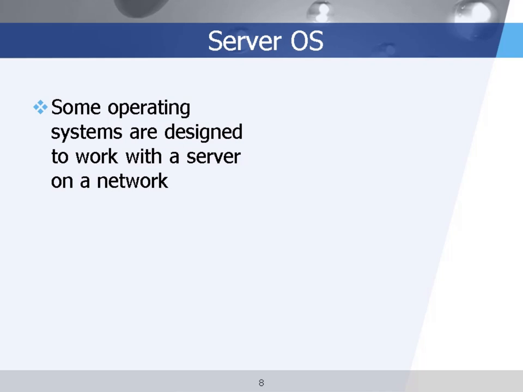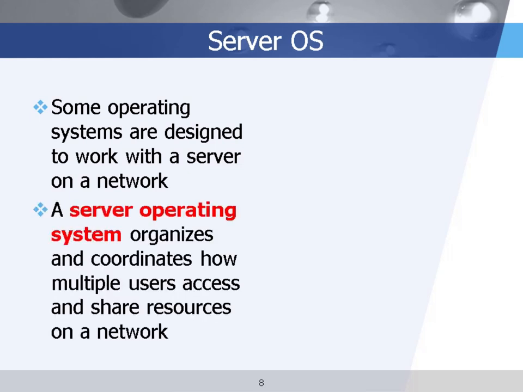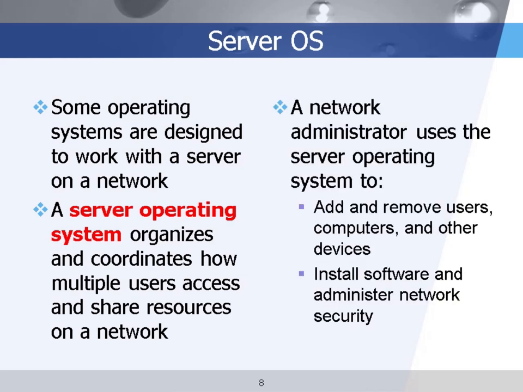Some of the operating systems are designed for servers. As I said, some of the servers may have different structures. Like for a personal computer, you usually have one CPU, but for most servers, they have multiple CPUs. So in this case, the operating system needs to be different. A server operating system organizes and coordinates how multiple users access and share resources on the network. So it means that most server operating systems support multiple users logging into the system simultaneously. So usually the server operating system can provide more functions than the personal computer operating system.